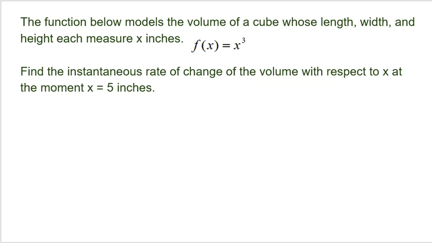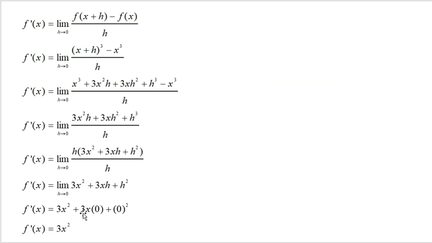And of course, instantaneous rate of change requires the derivative. So if I want to find the instantaneous rate of change at a value of 5, I need to first find the derivative of this function. And here is the work to find the derivative of that function.